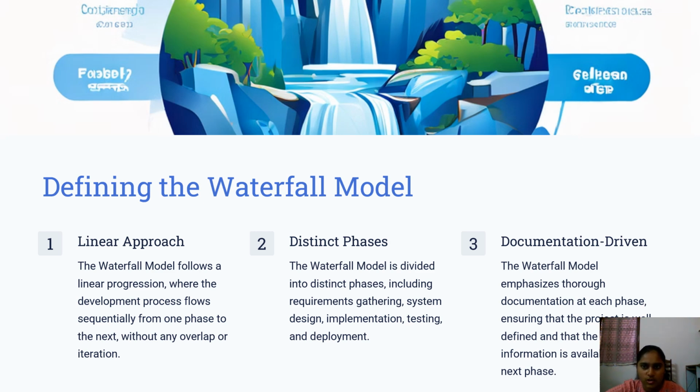Defining the waterfall model. Linear approach. The waterfall model follows a linear progression where the development process flows sequentially from one phase to the next, without any overlap or iteration. Distinct phases. The waterfall model is divided into distinct phases including requirements gathering, system design, implementation, testing and deployment. Documentation driven. The waterfall model emphasizes thorough documentation.